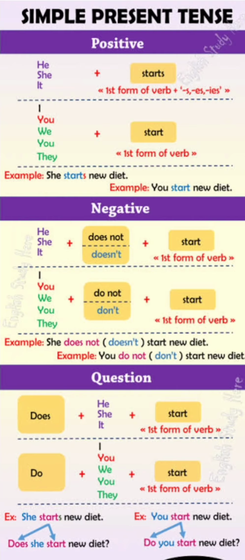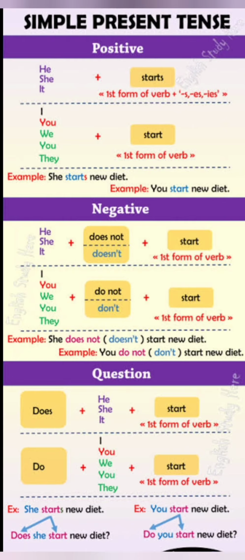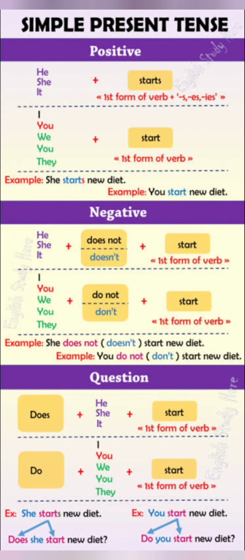Okay, now look at the example sentence. She starts new diet. So the subject is she, that is third person singular. So we have to add s to the verb. Start plus s, that is starts. So she starts new diet. Now look at the second example. You start new diet. Here the subject is you and verb is start, because you is the second person singular or plural. So we do not need to add s to the verb. So the sentence will be like you start new diet.